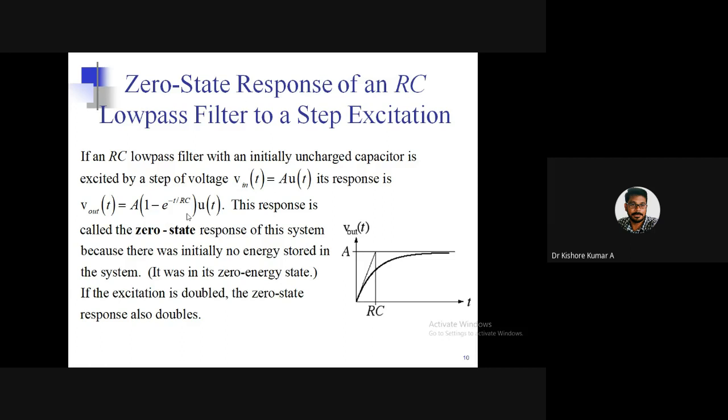The moment we switch on the circuit, the voltage is applied to the RC combination. This response is called the zero state response of this electrical system, because initially no energy was stored in the system. I mean to say the capacitor was initially uncharged; you just assume it is an uncharged capacitor. Because of that, it was in its zero energy state. If the excitation is doubled, the zero state response also doubles, and vice versa.